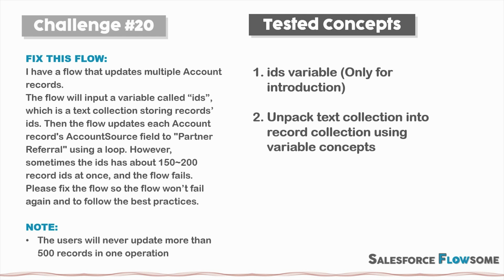IDs is a very similar concept to the record ID variable that we just introduced, but the record ID variable can only return one record at a time. IDs, on the other hand, you can return multiple records at once. So it's a very good concept if you want to use it on a list view. But the downside of IDs is that it always returns a text collection instead of a record collection. Meaning that if you want to do something with the IDs, you will have to find a way to unpack this text collection into a record collection manually. So that's what we are testing here in this flow.